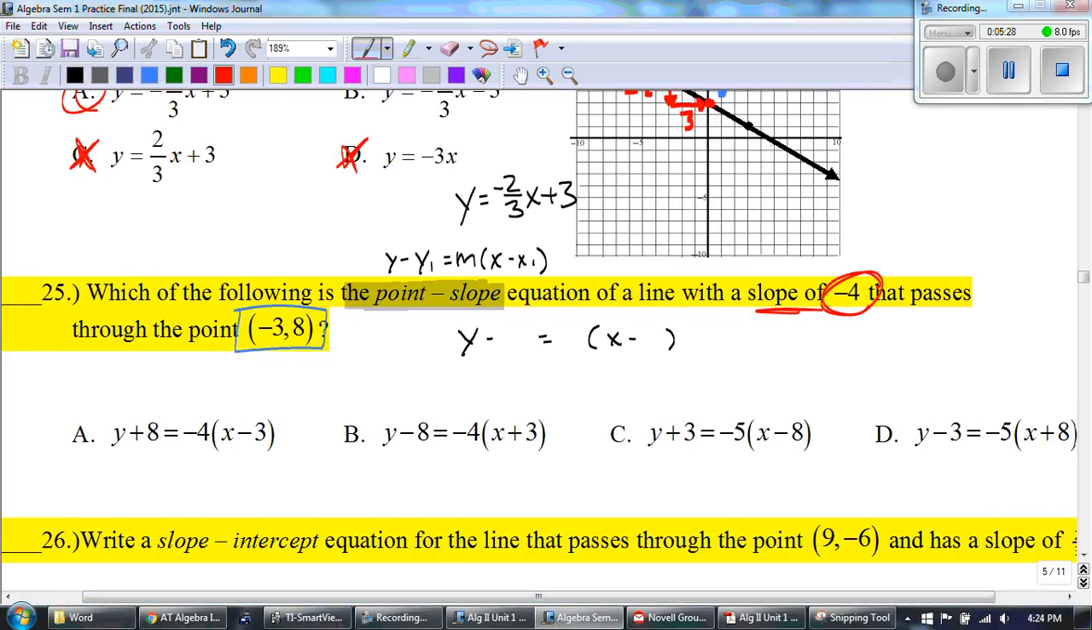So I'm going to plug in my slope. My slope is -4. And then the x goes with the x and the y goes with the y. So y minus 8 equals -4 parentheses x, and then two negatives make that a +3. Okay, and that is D.